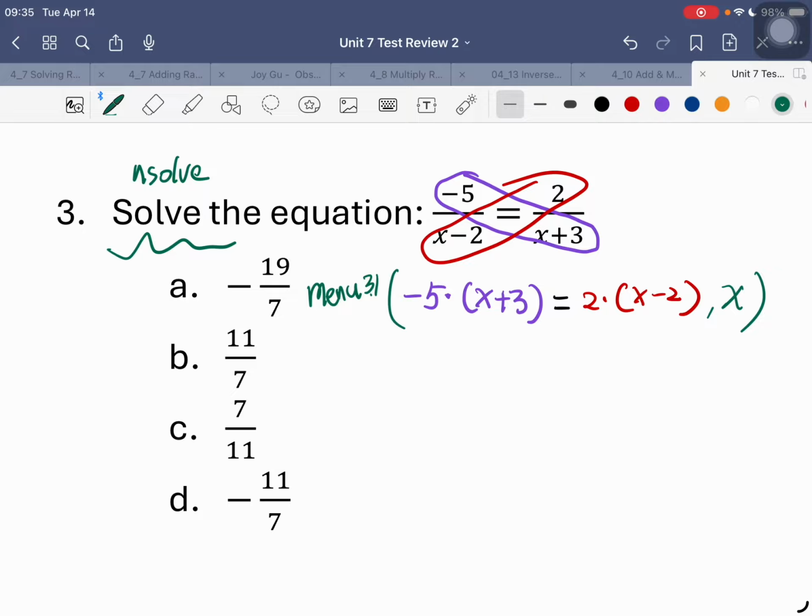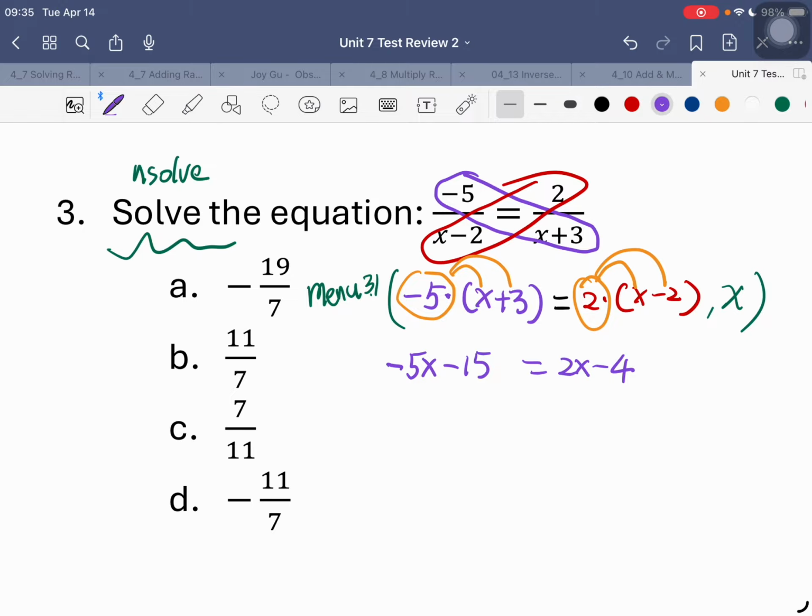I'll wait about 10 seconds for you guys to type in and find the answer. And for my pre-AP class, if you don't want to use menu 3-1, we can actually solve by hand, by distribution. -5 is the mom, giving food to both babies. 2 is the mom, giving food to both babies. But for this one, because -5 is negative, remember you have to also distribute the negative for all of them. So it'll be -5x minus 15 equal to x minus 4.